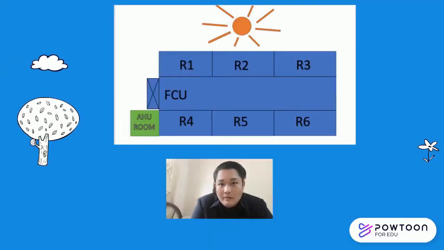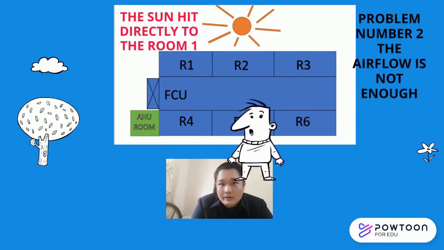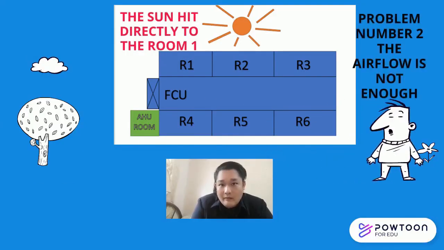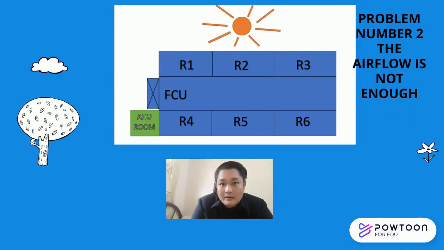The problem number 1 is that room 1 maybe does not use a tinted glass or tinted window, so the sun hits directly into the room. Problem number 2 is maybe the air flow rate is not enough entering room 1. Maybe the space in room 1 is bigger than the flow rate that enters that room.